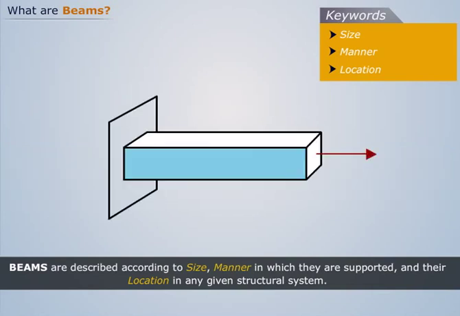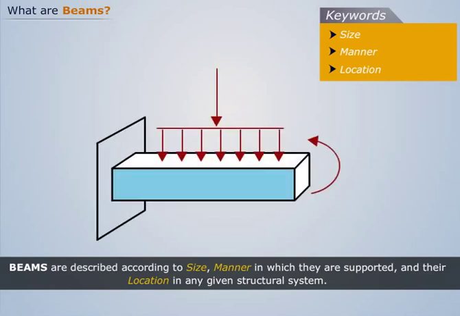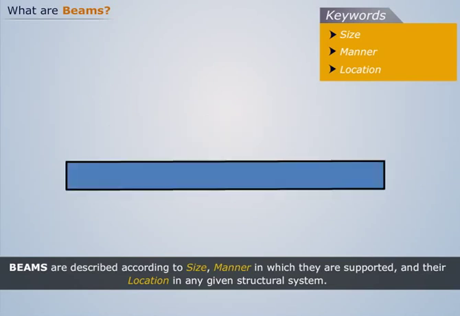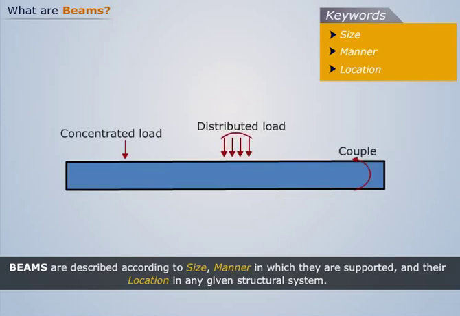The first image shows a horizontal load acting in line with the axis of the beam. The second image shows a distributed vertical load along with a moment couple acting on the beam's axis. The third image shows a torsional load. The final image shows the three loads as concentrated load, distributed load, couple.